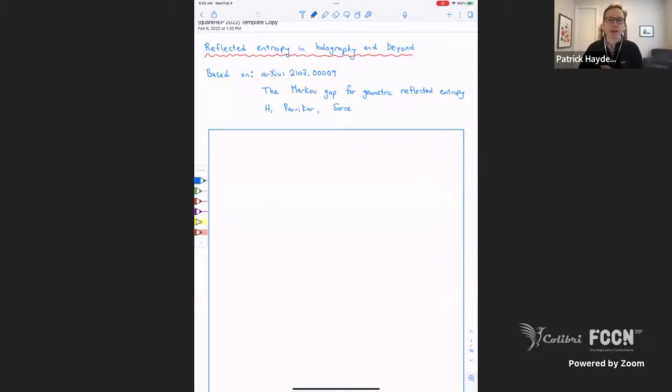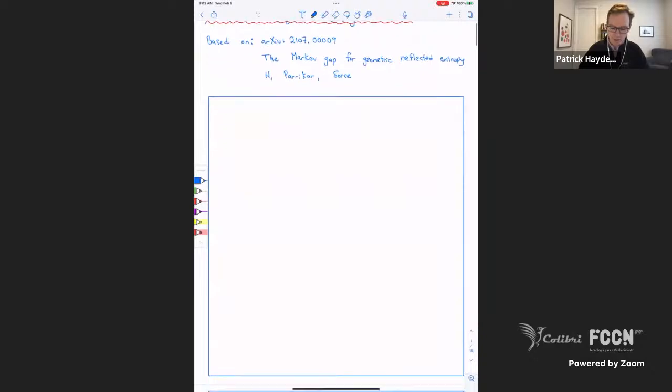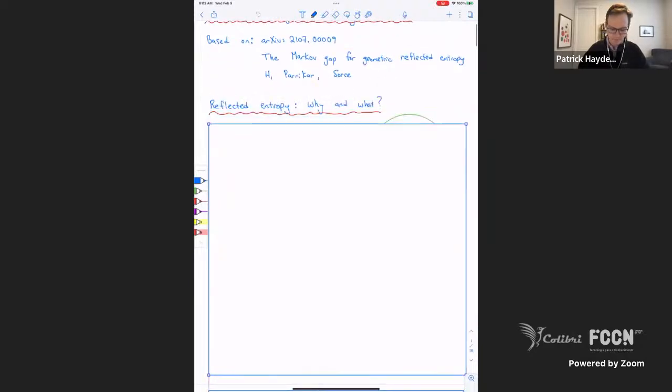The talk will be based on a paper called The Markov Gap for Geometric Reflected Entropy by myself, Onkar Parikar, and John Source. Onkar was a postdoc at Stanford. John is my PhD student who will be graduating this year.